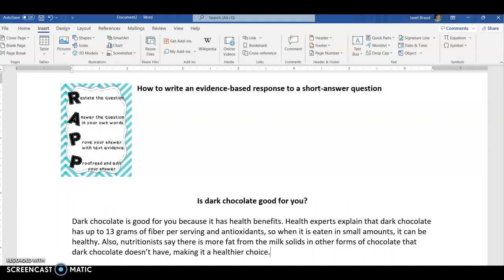The last thing you want to do is proofread and edit your answer. So you want to read back over it. Make sure if you're typing it, you don't have any little red underlines, no blue underlines. Make sure that you've checked for grammar and punctuation in your response so that it makes it easier to read and make sense.